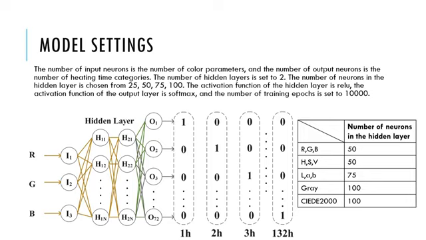About the settings for neural networks, the number of input neurons is the number of color parameters, and the number of output neurons is the number of heating time categories. The number of hidden layers is set to 2. The number of neurons in the hidden layer is chosen from 25, 50, 75, and 100. We choose ReLU as the activation function of the hidden layer. We choose softmax as the activation function of the output layer. And the number of training epochs is set to 10,000. After several experiments, the number of neurons in the hidden layer was set as shown in the table on the right.